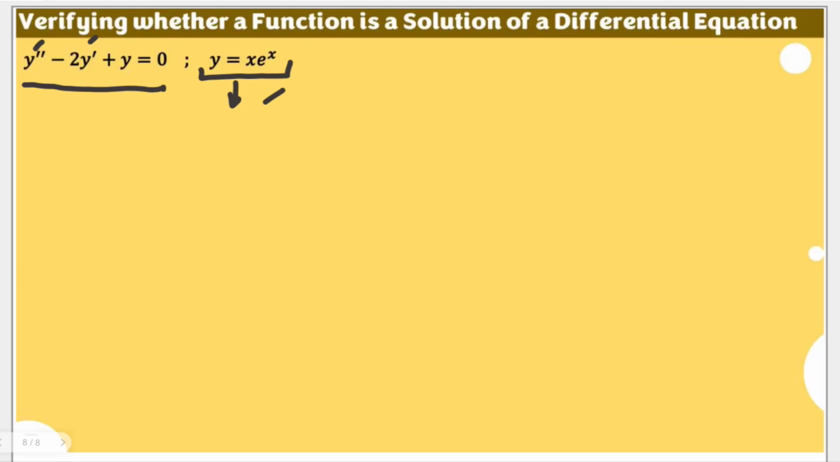So first, as mentioned, let's try to solve the first and second order derivatives of this function. Take note that this here is actually a product of two different functions. You have x and e to the power of x. So we could use here the product rule when we try to derive or solve its derivative.